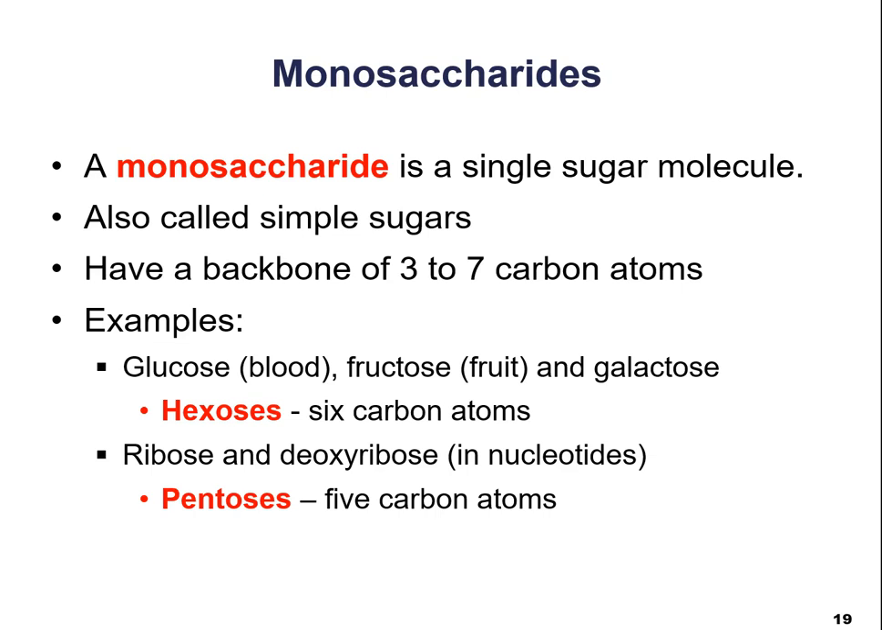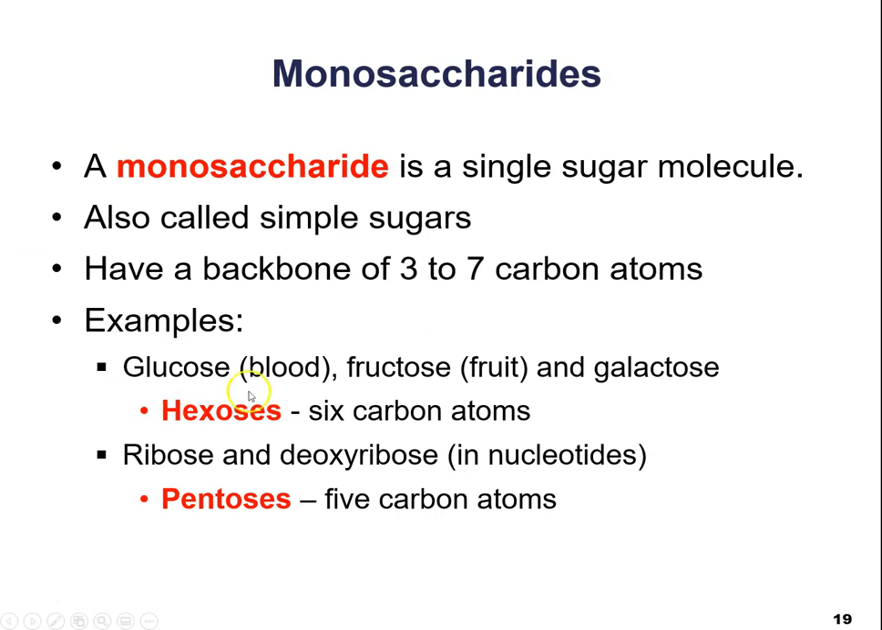A monosaccharide is a single sugar molecule. Remember we mentioned monosaccharides before as being the subunits or the monomers of carbohydrates. They're also called simple sugars, and they have a backbone of about 3 to 7 carbon atoms. Biggest example, glucose. Fructose, which you find in fruit, and galactose are also examples of simple sugars or monosaccharides.